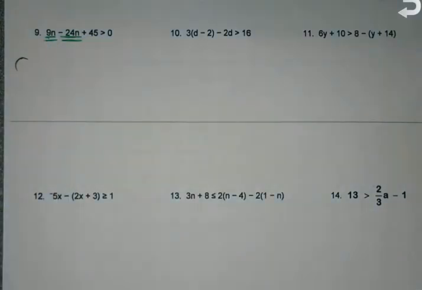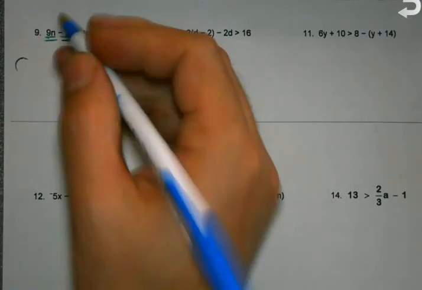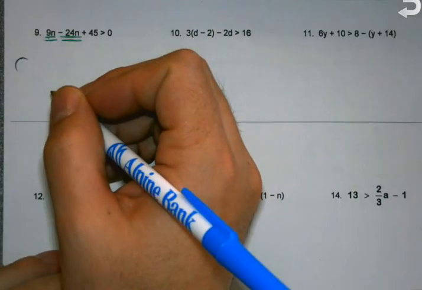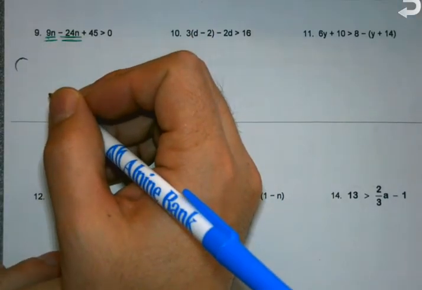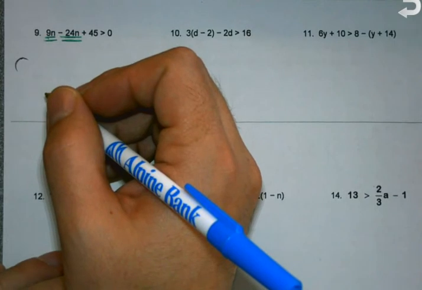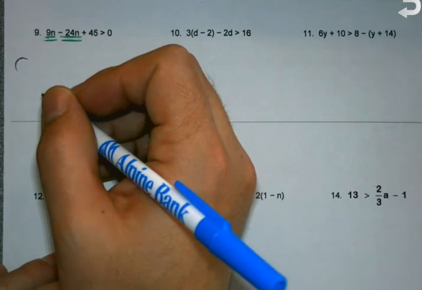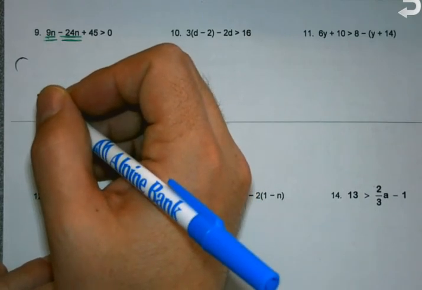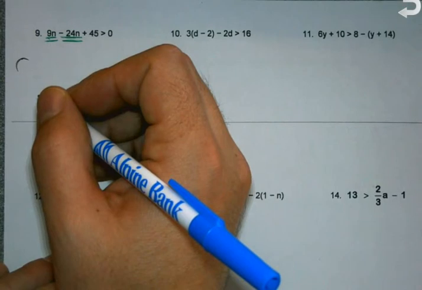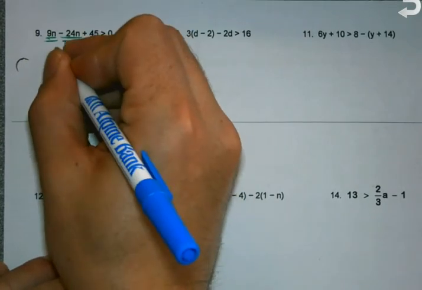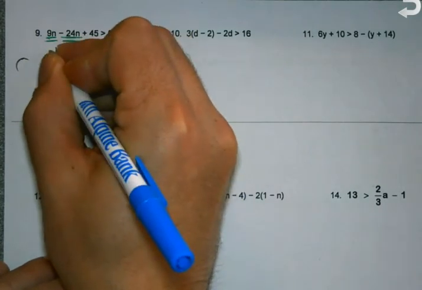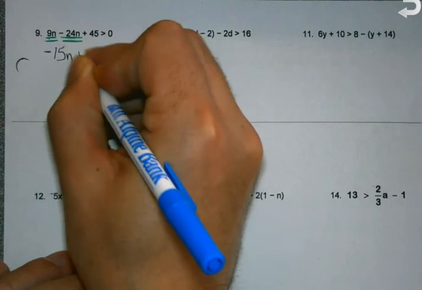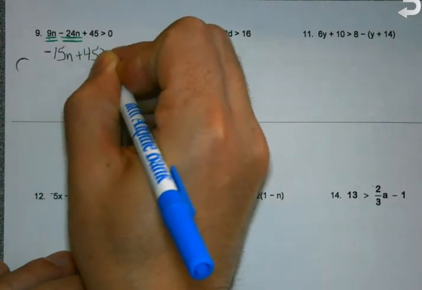So if I got 9, ooh, then I minus 24. So I had $9, but then I spent 24. How far in the hole am I? Pretty far. Okay, I agree. I don't want to be this far in. Well, let's think of it this way. What's 24 minus 9? 15. And since the negative number is bigger, I'm going to copy the other part for right now.